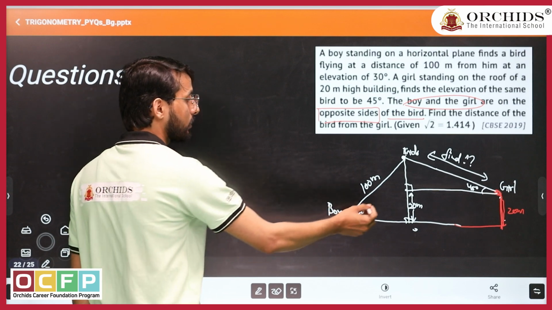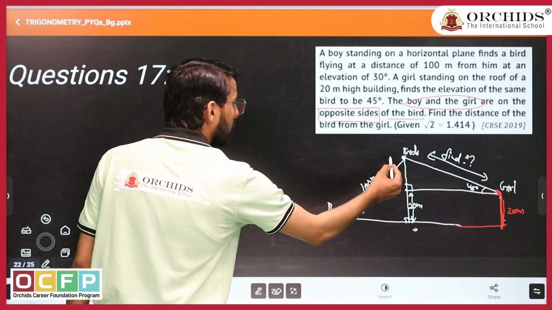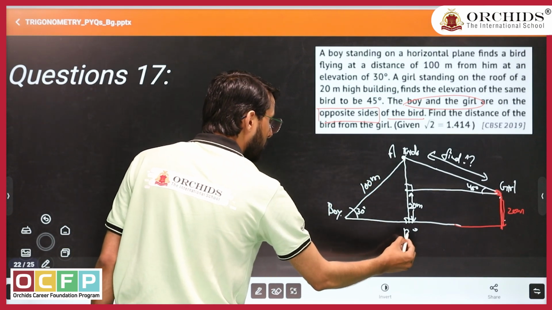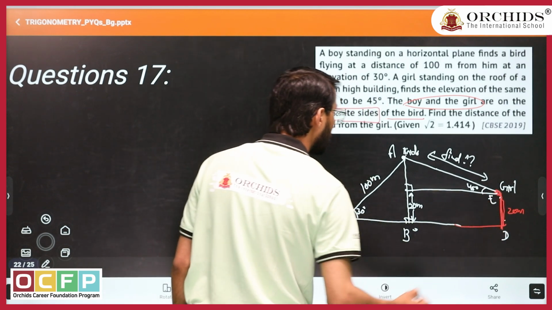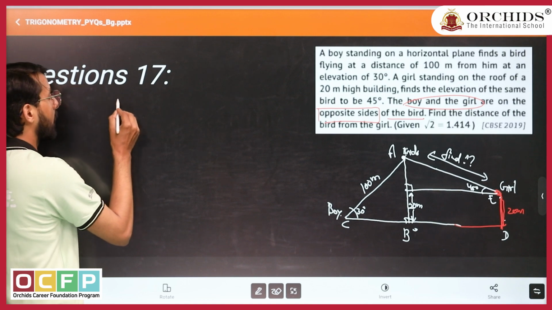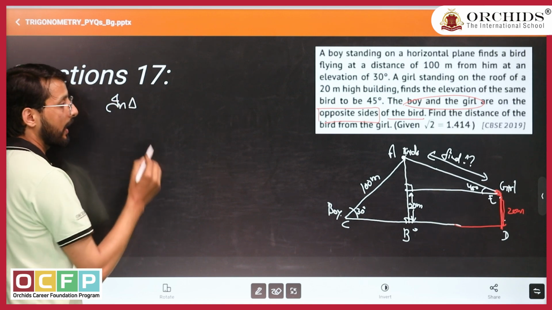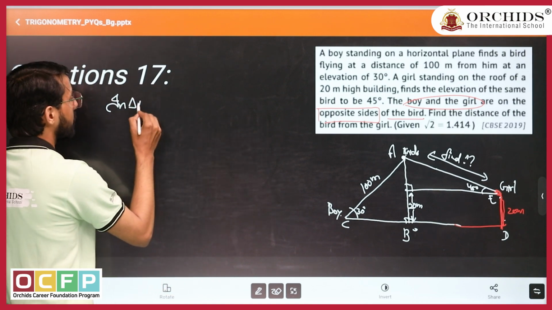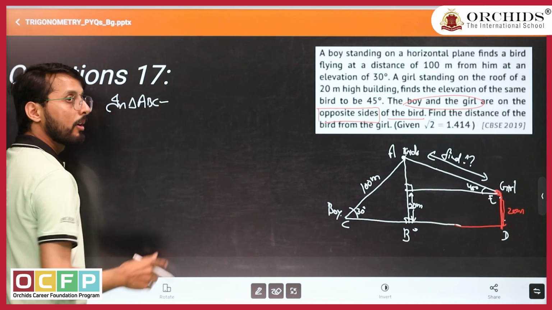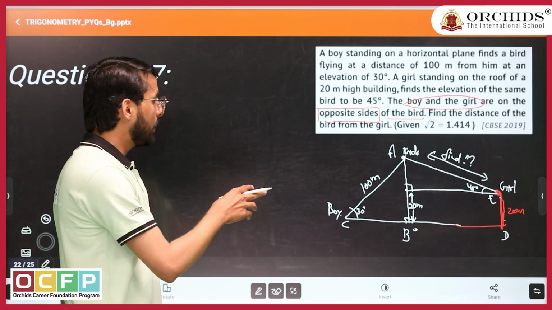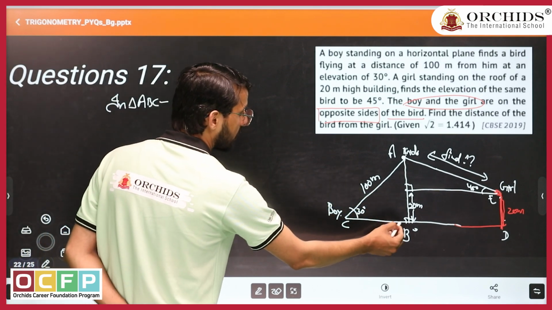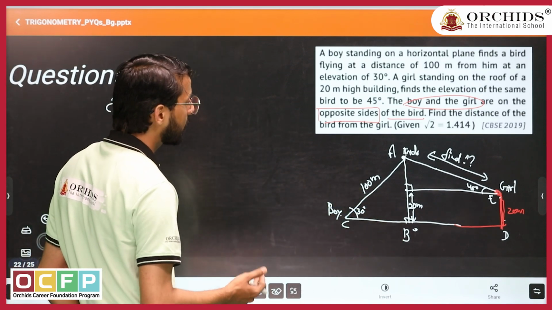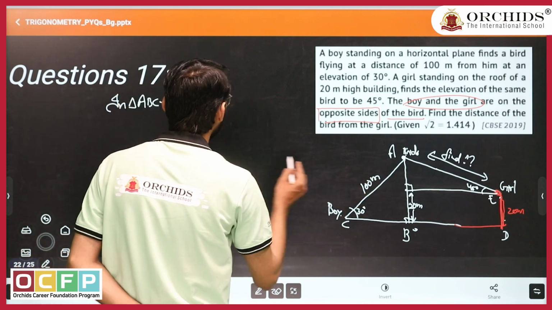Okay. So let's solve this question first. Give the names A, B, C, D and E. Let's take the first triangle as triangle ABC. If you are taking the first triangle as ABC, in this triangle, this length BC, have they given the BC length? No. Which length do we know?